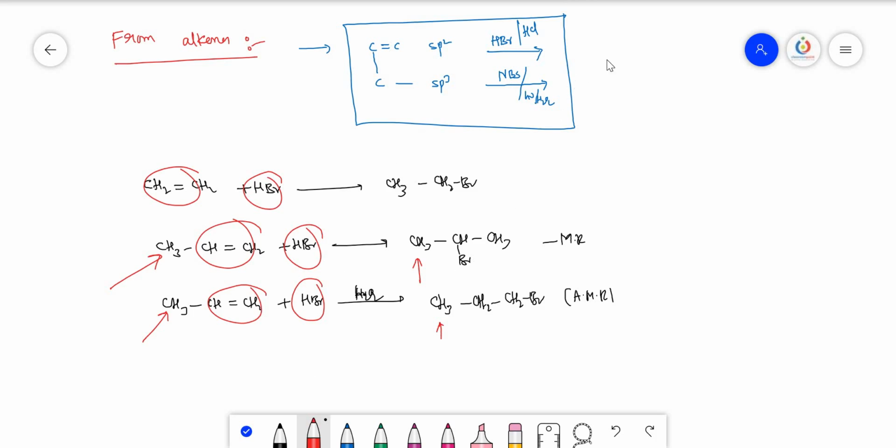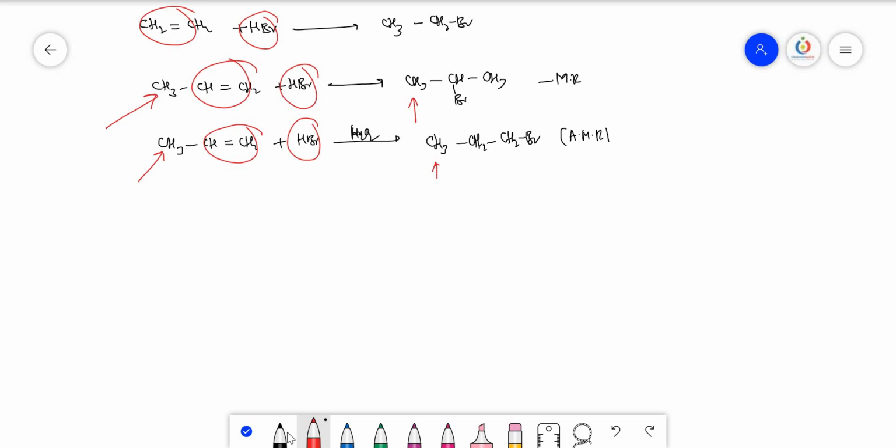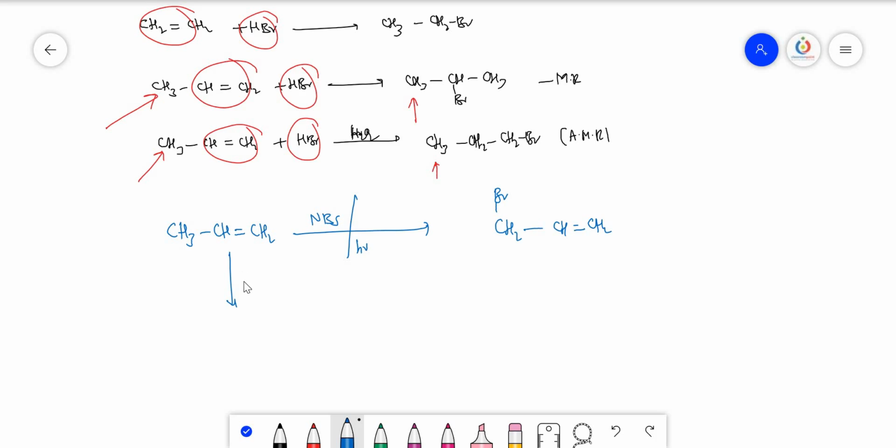Because we are using HBr or HCl, you can use the HCl also, but if you use NBS, then the product is different. So I will take the same molecule here again, just see CH3CH double bond CH2 and use N-bromosuccinimide in the presence of the HNu or peroxide. Now this N-bromosuccinimide preferably will introduce the halogen atom on this sp3 carbon atom, so that we will get CH2BrCH double bond CH2. But the same molecule if subjected to HBr, we get this molecule. The same molecule if subjected to HBr in the presence of peroxide, we get this molecule.